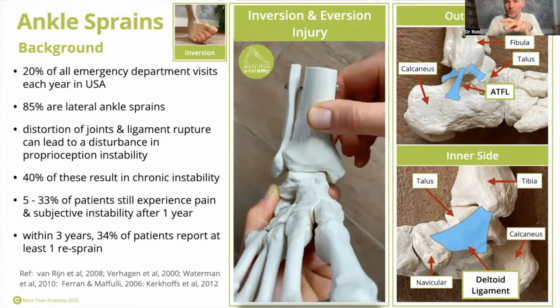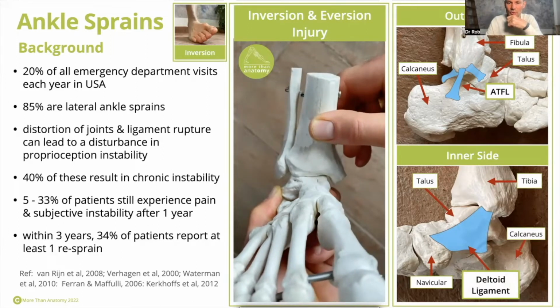Now, when we go into, let's see if this video will play. When we go into an inversion injury, where the ankle rolls in like this, we're obviously going to stretch these ligaments on the outside, and that can lead to their rupture. Let's just play the video. This is the joint just going into dorsiflexion.